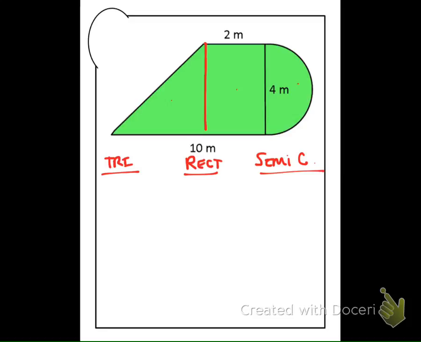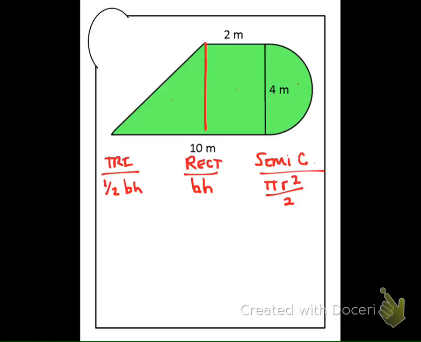So I'm going to separate them all out, so I have my 3 shapes listed down here, and I'm going to go ahead and write my formula. Triangle is 1/2 base times height, rectangle is the base times height, and a semicircle is going to be pi times radius squared, just like I would normally do for a circle, but I want to divide that by 2 because it's only half of that circle.